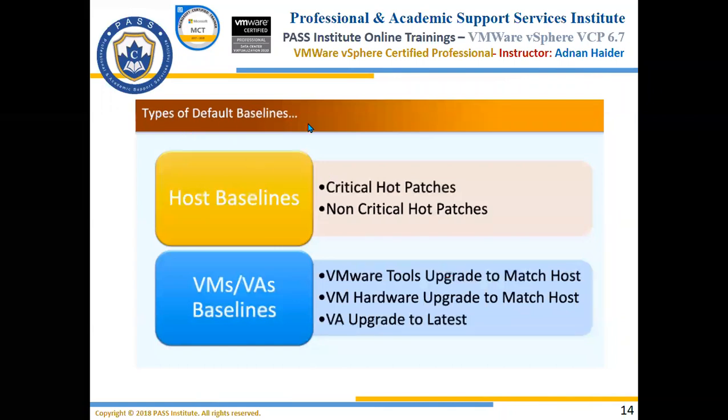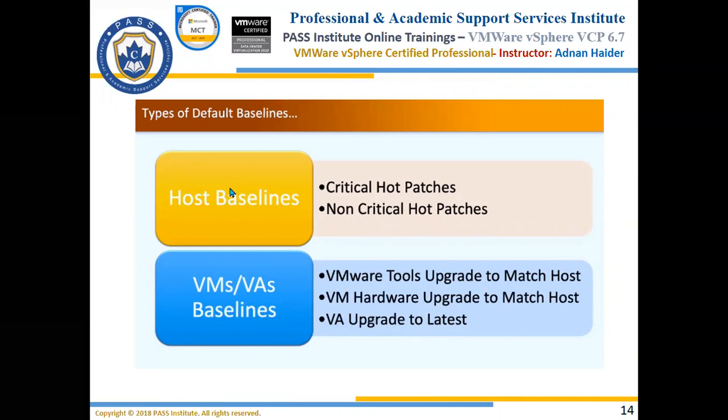Secondly, types of baseline: there is a host baseline, and there are VM and VA baselines. Host baselines are critical host patches and non-critical host patches, whereas VM baselines are VM tools upgrade to match the host and VM hardware upgrade to match the host, and VA baseline, which is appliance baseline.